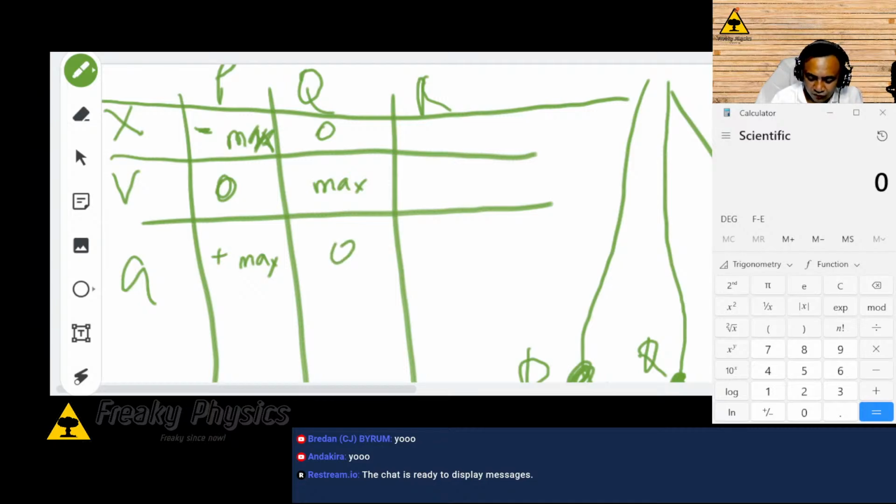Then for R, what do we have? X is a positive max, correct. This is 0, and then this is a negative max. Why negative max? Because it's pointing to the left, the direction. So basically, these positives and negatives are just directions.